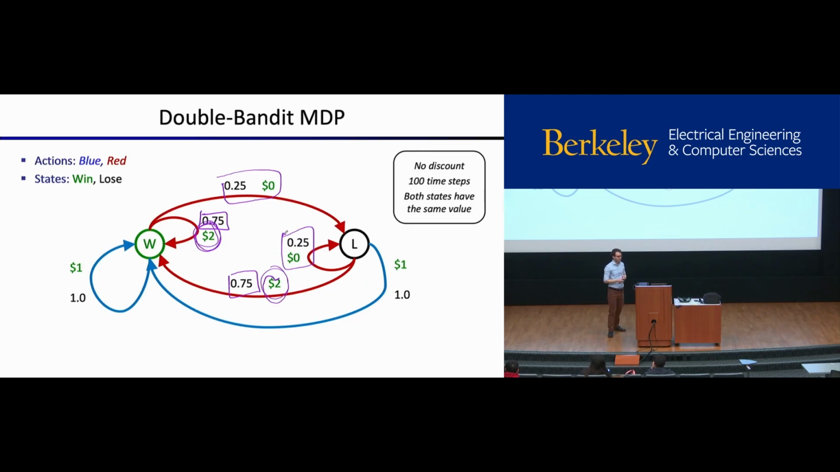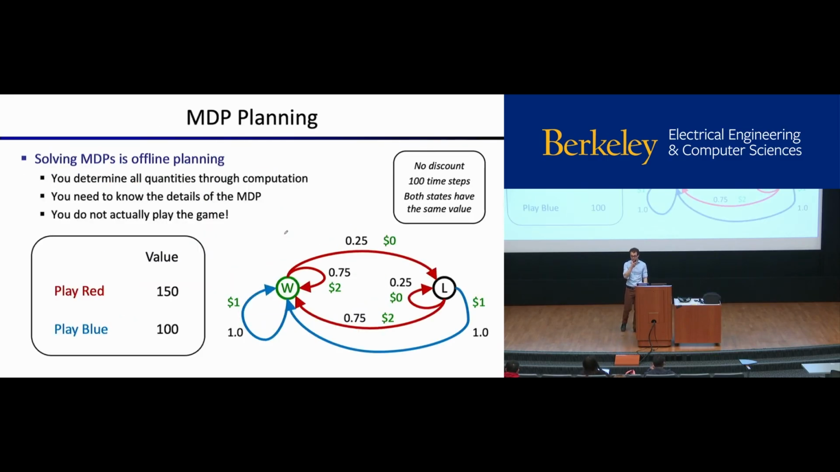Just pull the red bandit, right? Why is that? Yeah, so if we pull the red bandit 100 times, we're expected to get $150, right? So we can calculate these values, and we can calculate them for blue. Well, blue just gives us $1 each time. That's $100. But red, 0.75, we get $2. So if we run it 200 times, that should give us $150. So if we're trying to decide which arm to pull, we just solve the MDP, and then we pull that arm as many times as we can.